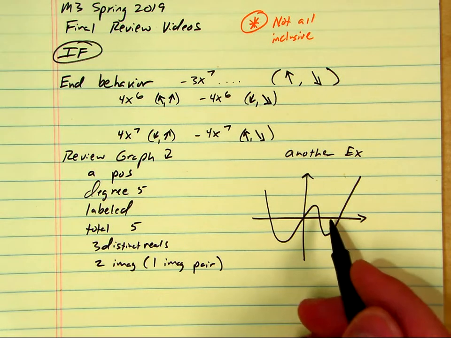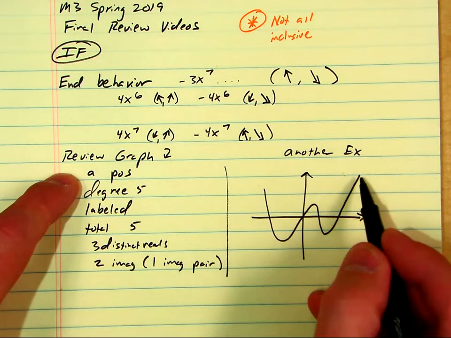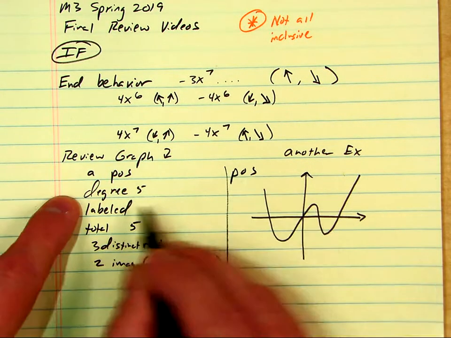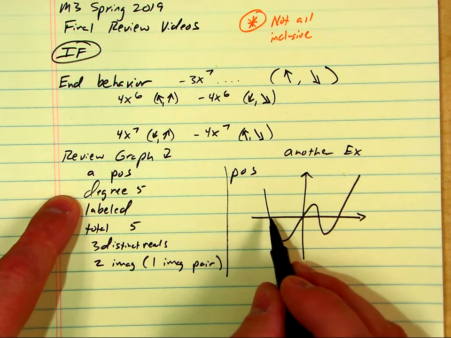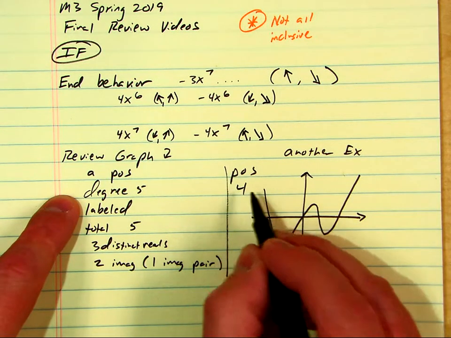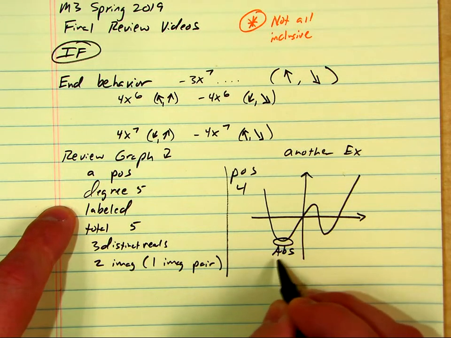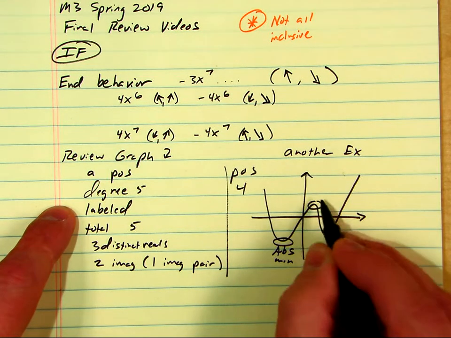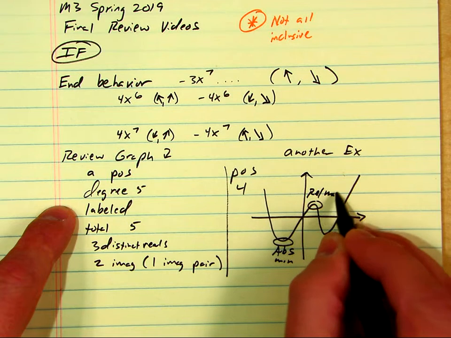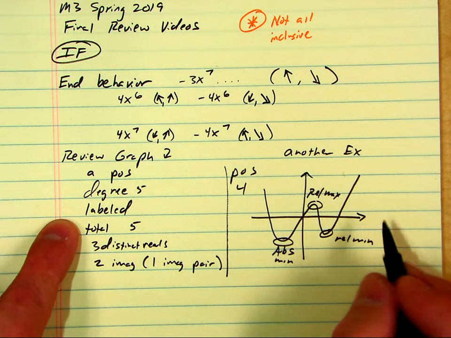Here's another example. Let's answer the same questions for this one over here. Let's see, a is positive again. Let's see, what's the degree of this one? How many increasing and decreasing intervals do we have? 1, 2, 3, 4. So the degree is 4. Let's see, you'd have an absolute minimum right there. You have a relative max and a relative min.